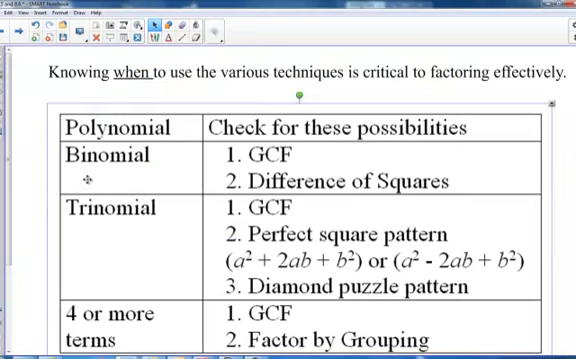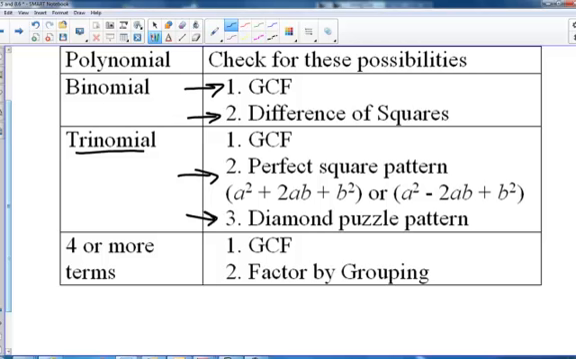After you've gotten the greatest common factor out, then you would think, okay, if I have 3 terms, do I have perfect squares, or should I go through the diamond puzzle and solve it? And if you have 4 terms, you're going to look for the greatest common factor first, and you're also going to focus on grouping and then taking the greatest common factor out.